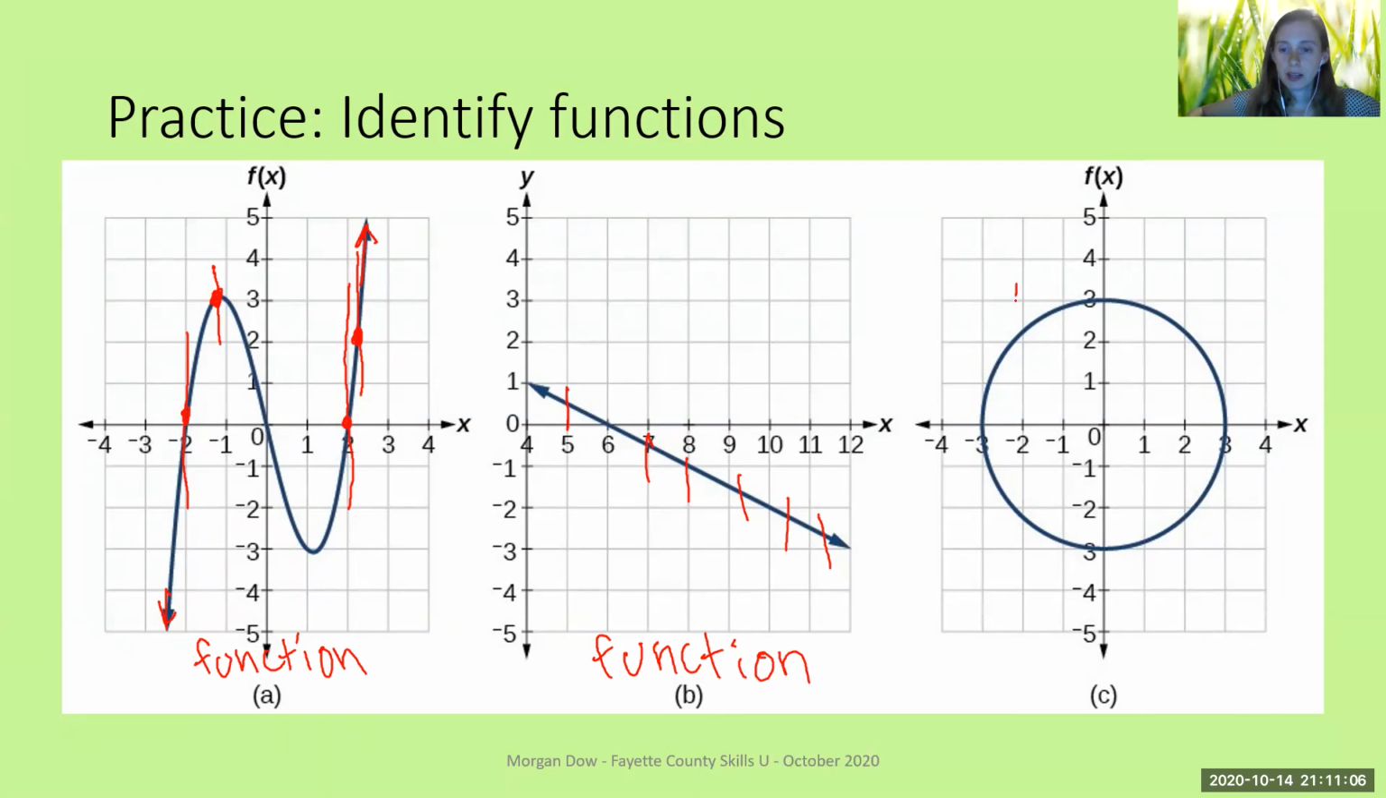And finally, graph C. If I draw a vertical line through this circle, my vertical lines are going to be crossing at more than 1 point. So this circle is not a function. Doesn't mean it's bad or wrong, just means it's not a function. So circles are not functions.